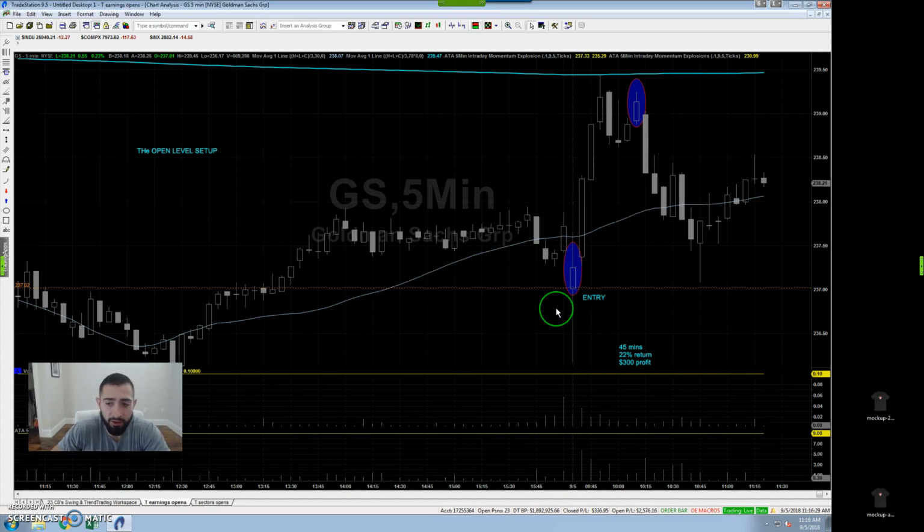With the open level setup, the first thing you're looking to do is simply identify where the stock is opening. So Goldman opened up here this morning, guys, right here at that 237 level. Regardless of whatever stock I'm watching, whatever sector it is, once I see where it opened today, I drop a line in here. So I got my orange line in here, and that's my kind of line in the sand. That's what I'm going to be focusing on for that setup.